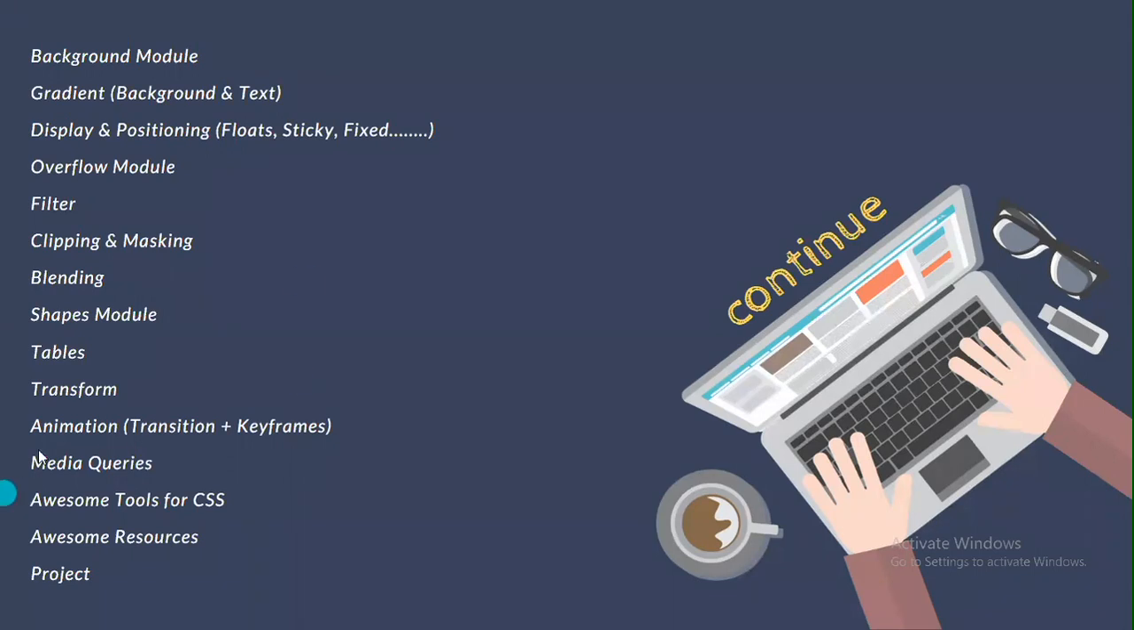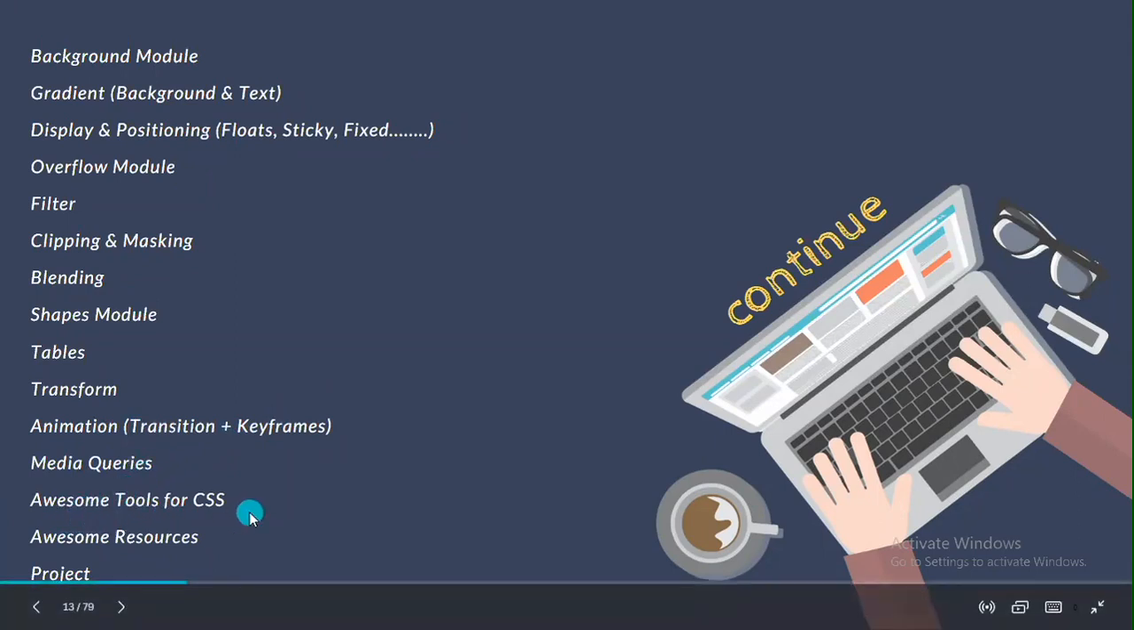Then the next part will start with CSS transformations. In that we will see how to create 2D and 3D elements and how to animate them by using transitions and keyframes. That also we will see. Then media queries for responsive websites, and how we can change the layout based on different viewport sizes. That also we'll see.